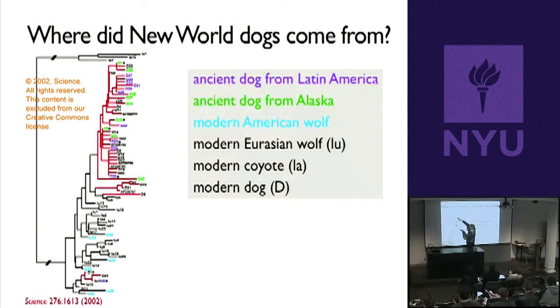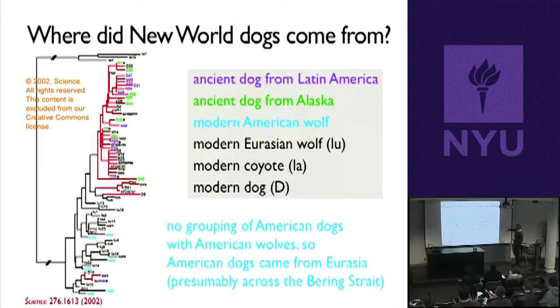Okay, so that tells us that there wasn't an independent domestication event in the Americas that gave rise to these dogs. And so the most likely explanation of this pattern that we see is that these ancient dogs were already dogs when they got to North America. Okay, they weren't wolves that were domesticated into dogs. They were already dogs in Alaska, in Latin America, and they came with the people who were crossing the Bering Strait and populating North America and then Latin America afterwards.